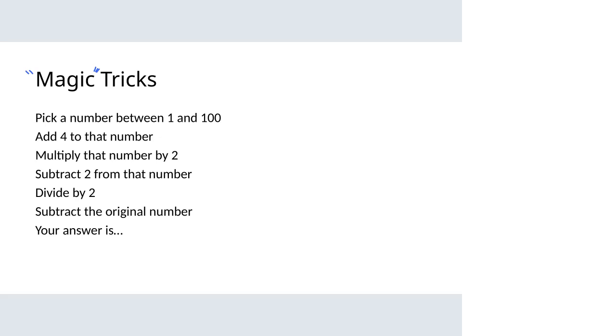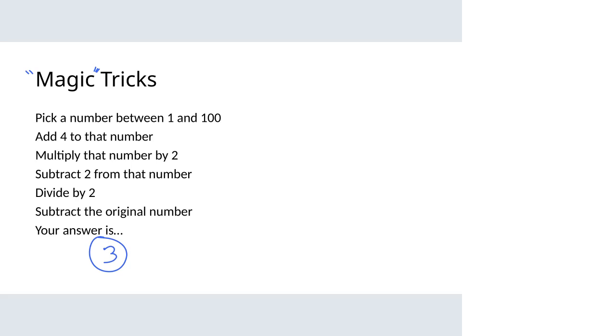And when everybody's had a chance to do this, no matter what number you started with, I can tell you your answer is 3. Kind of feels a little bit like a magic trick because I don't know what you started with. Everybody probably started with a different number. But let's take a look at this, right?